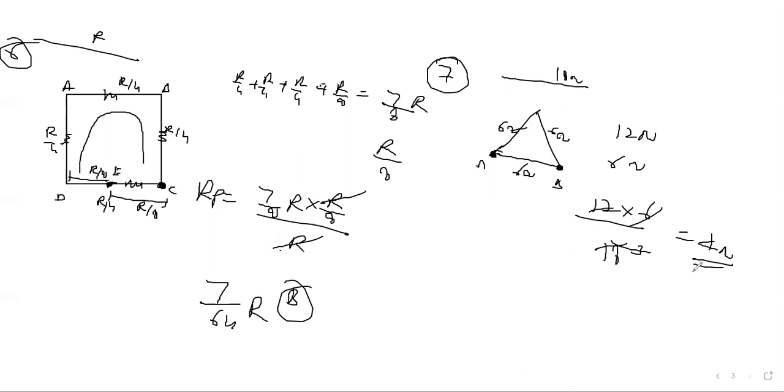So 4 ohm should be the net resistance of this circuit, and this is matching your first option. So alpha should be the answer of question number 7. So alpha is the answer. Okay, moving to question number 8.